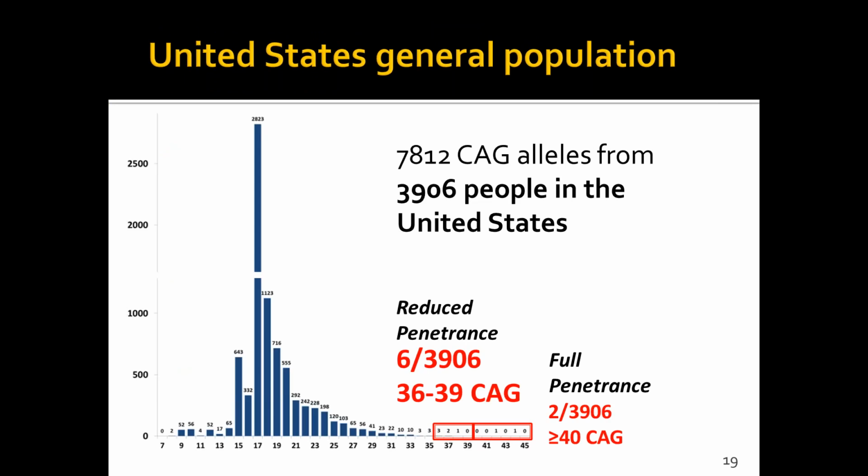The distribution in the United States sampling, which was almost 4,000 people, was quite similar to what we saw in British Columbia. We saw a similar number of reduced penetrance alleles. We also saw 2 full penetrant alleles, and these were, to the best of our knowledge, healthy, unaffected individuals. We were actually barred from seeing any clinical data by the ethics in this study. They were strictly anonymized. But clearly, when you look at individuals who are recruited as normal controls, you do see Huntington's disease alleles, both in the reduced penetrance range and in the full penetrance range.